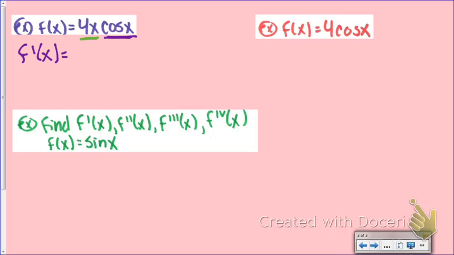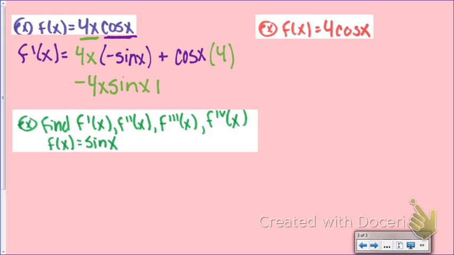the product rule. So I'm going to take the first original function times the derivative of the second function. And what we just learned is that the derivative of cosine is negative sine x. Then I'm going to add that to the original second function times the derivative of the first function. So my answer here, I can just rewrite this a little bit neater if I wanted to. That would be a negative 4x sine x plus 4 cosine x. And that's my derivative.